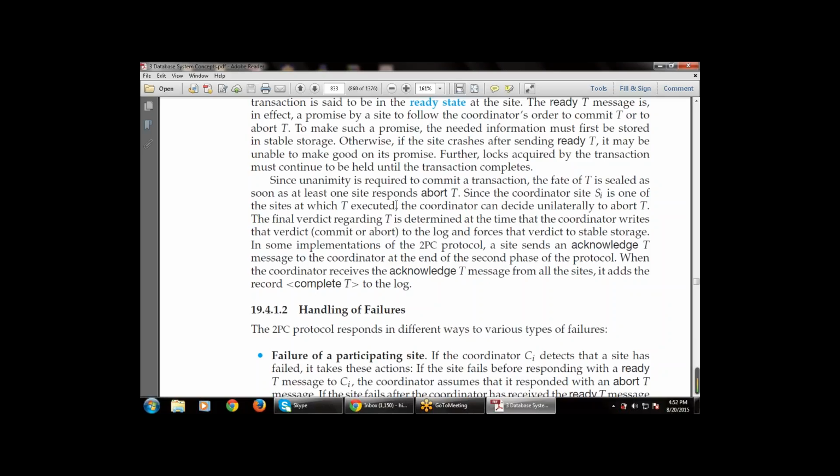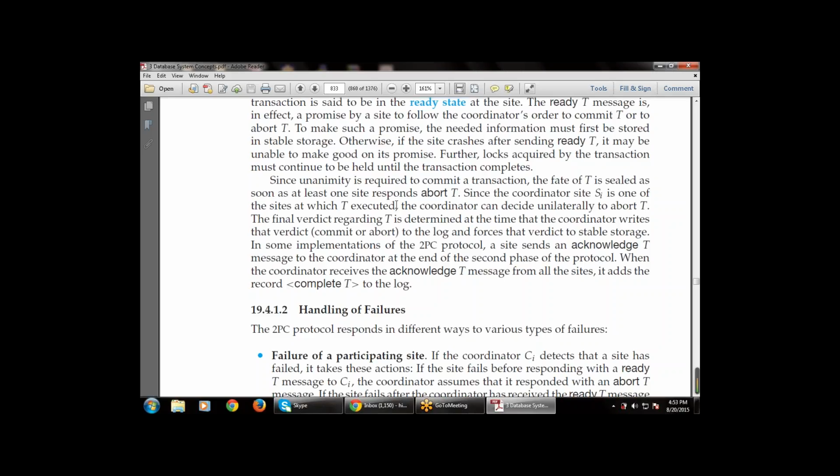The two-phase commit protocol, that is the 2PC protocol, responds in many ways to the various types of failure. There are multiple types of failure. The first one is the failure of a participating site. So if the coordinator Ci detects that a site has failed, it takes these actions.